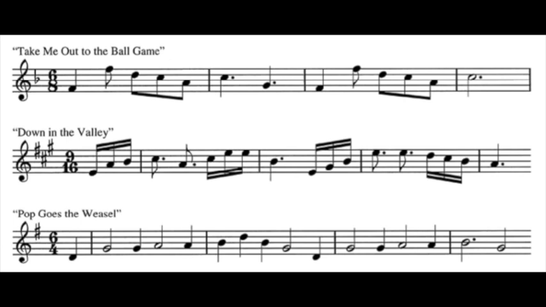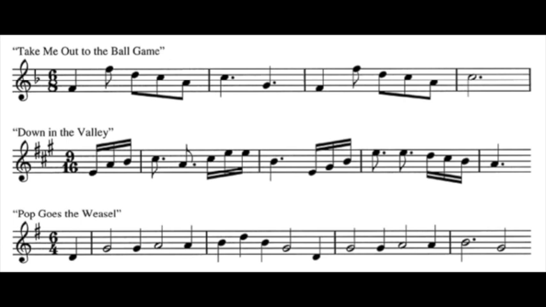Or here's Down in the Valley. 1, 2, 3, 1, 2, 3, 1, 2, 3, 1, 2, 3, 1.